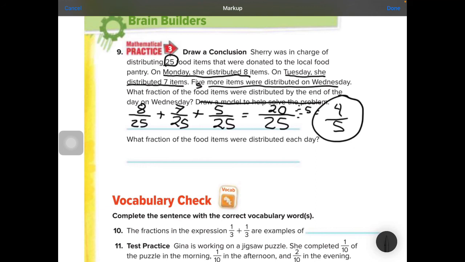What fraction of the food items were distributed each day? Okay, this is where they want you to label the food items. So you're going to say Monday was 8 25ths. Tuesday was 7 25ths. Wednesday was 5 25ths. There you go.